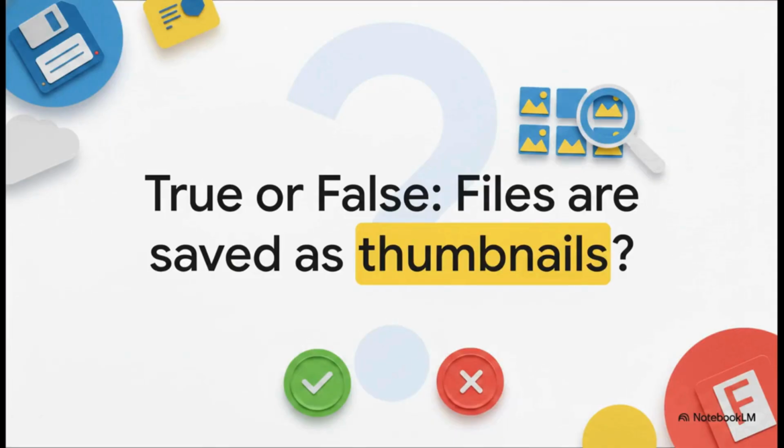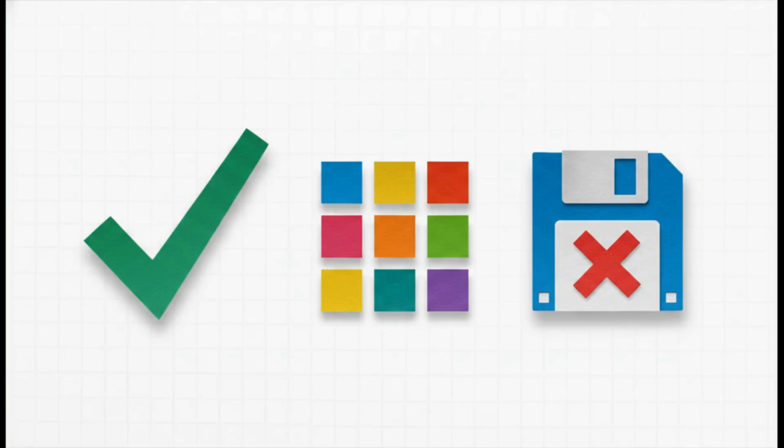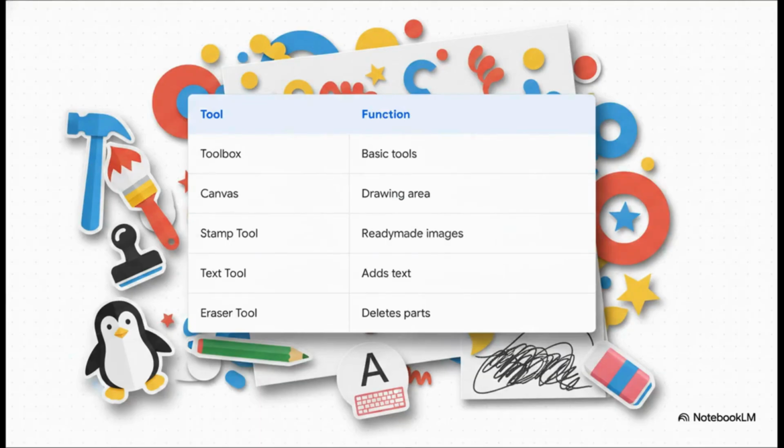Okay, next up is a quick true or false question. True or false, when you save a file in Tux Paint, it is saved as a thumbnail. That is true. As we talked about earlier, this is one of the absolute best things about Tux Paint. It saves your image visually as a thumbnail, so you never, ever have to worry about typing or remembering a file name.